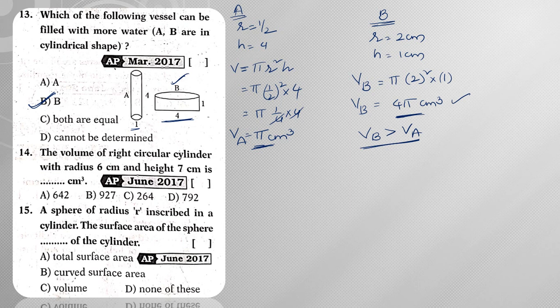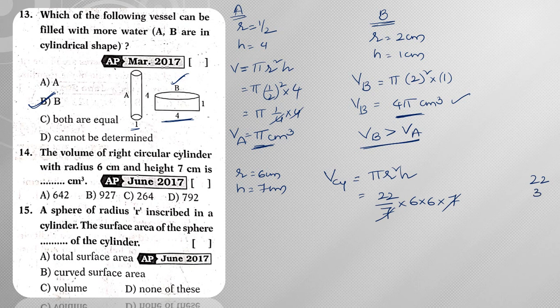Next, the volume of a right circular cylinder with radius 6 centimeters and height equal to 7 centimeters. So what is he asking? Volume. The volume of a cylinder is given by pi r square h. Since there is no pi in the options, simply replace pi with 22 by 7. So 22 by 7 into 6 into 6 into the height 7. The 7 gets cancelled.